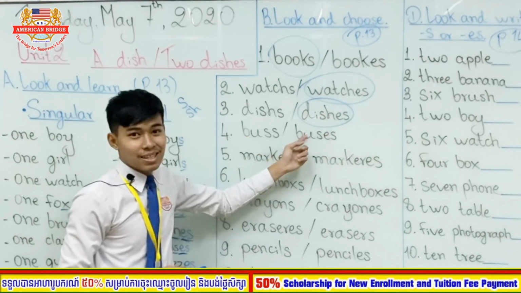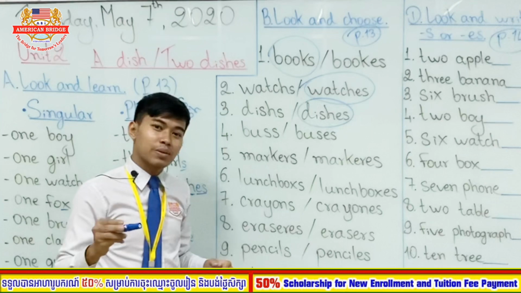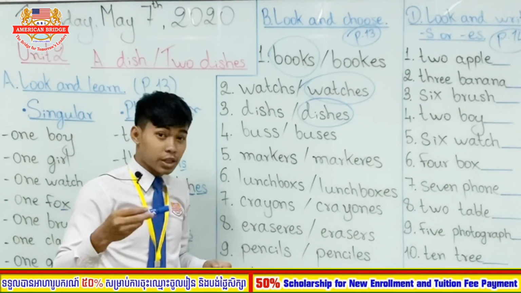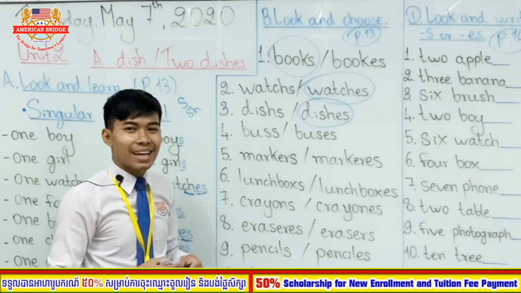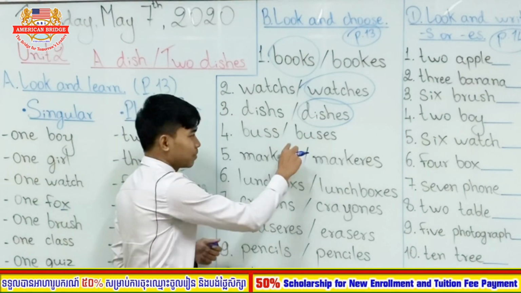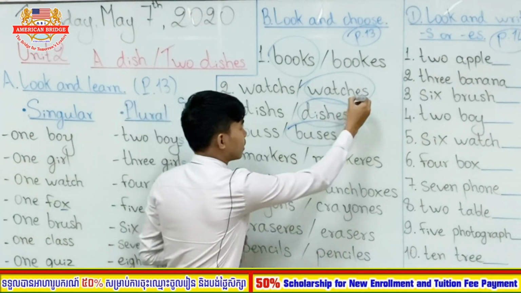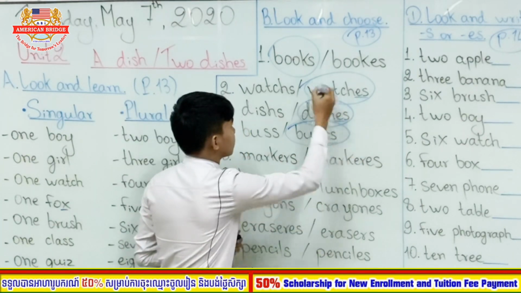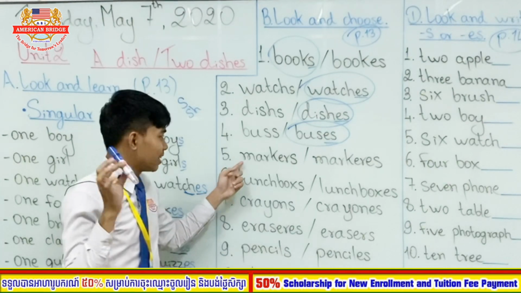Bus, buses. So the original word bus is B-U-S, right? So it ends with letter S. So what I told you, when it ends with letter S, we have to add what? Add ES, right? So this one or this one? This one, right? Buses. Okay. Here, ES, ES, ES, S. Let's go to number 5 here.